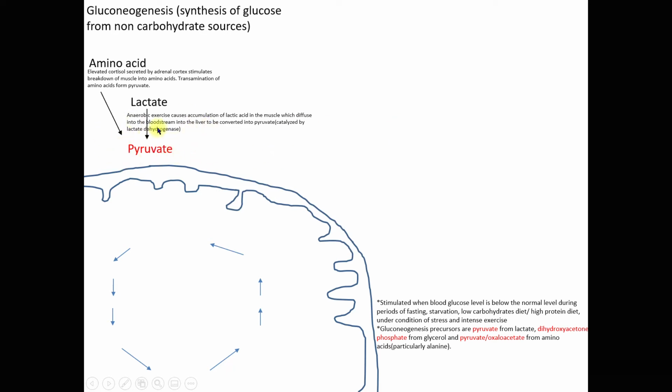So what happens with pyruvate? This process occurs in the liver cells. So this pyruvate will enter the mitochondria. Now, before I go into that part, we already discussed the presence of pyruvate that came from lactate and from amino acids.